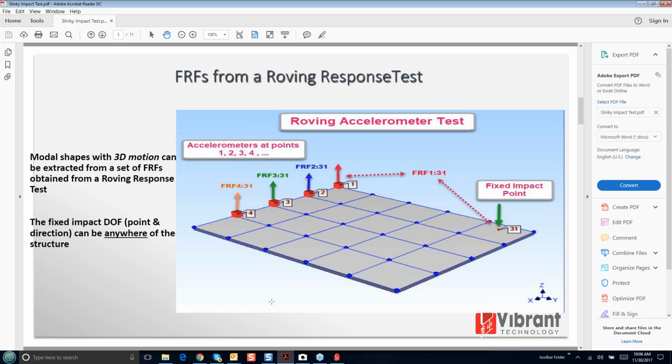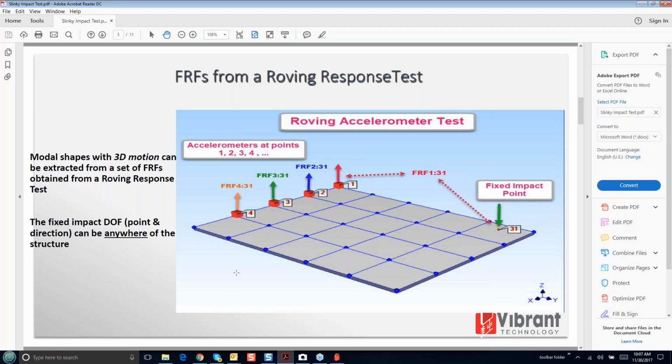It doesn't matter where I impact as long as I do a repeatable test. I hit at the same point in the same direction. Last month we talked about measuring repeatability using what we call an ODS correlation. So that's another method in MEscope you can use to do this type of test and move the accelerometer from one point to the next.